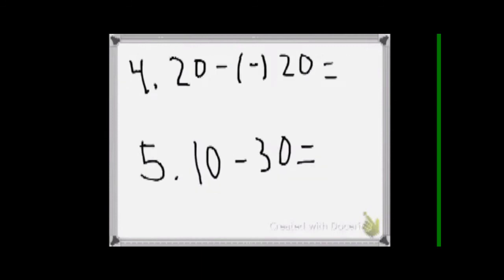Try solving 4 and 5 on your own. So for number 4, you have to change it to plus plus. So 20 plus 20 is 40. For 5, you have to change it to plus a negative. So ignore the negative sign. 30 minus 10 is 20, and since there are more negatives, the answer is negative 20.